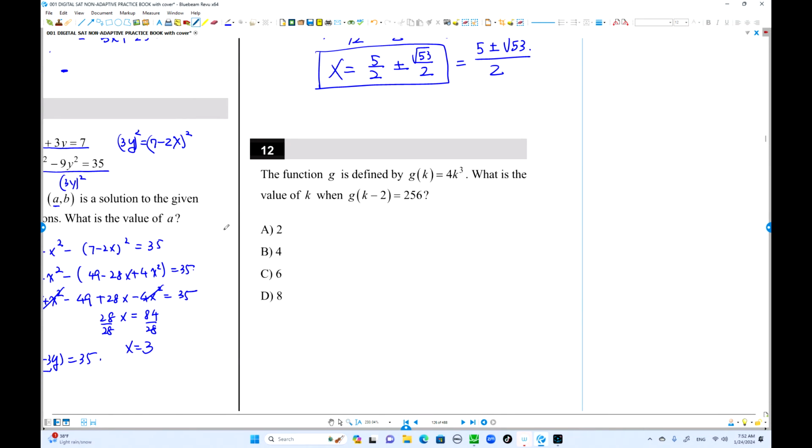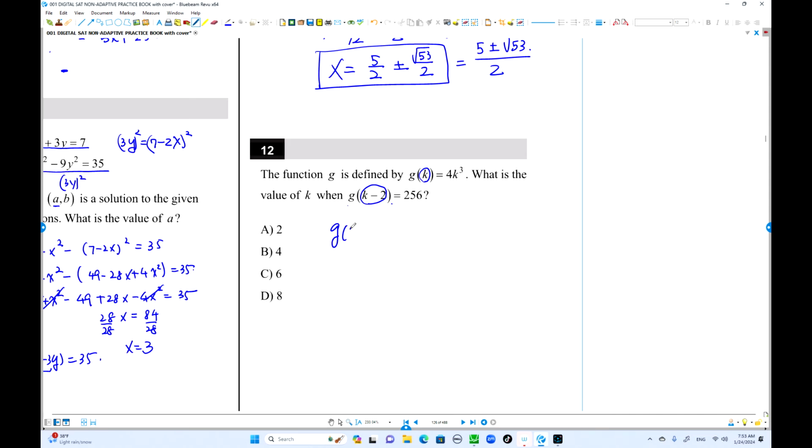Number 12. The function g is defined as g of k is 4k cubed. This is a function of k. What is the value of k when g of k minus 2 equals 256? You can define this one. What is k minus 2? It was k over here, that is the input. This k is totally different, okay? This k is replaced by k minus 2, that's the meaning.